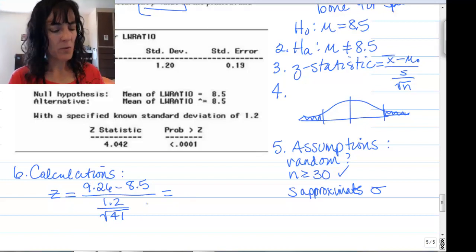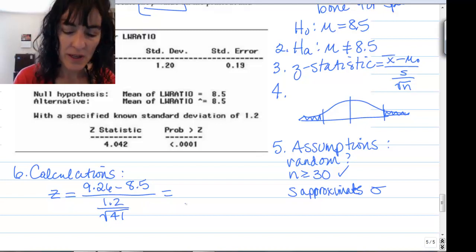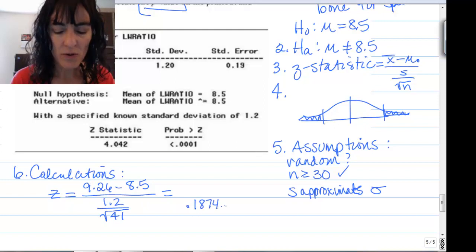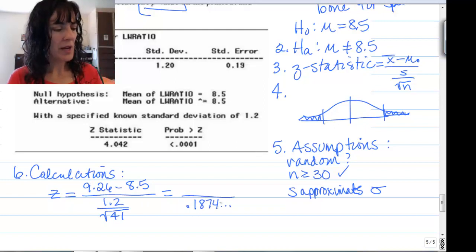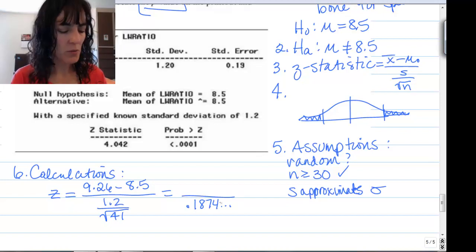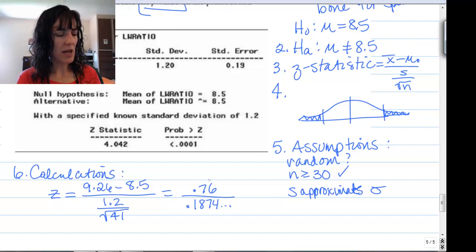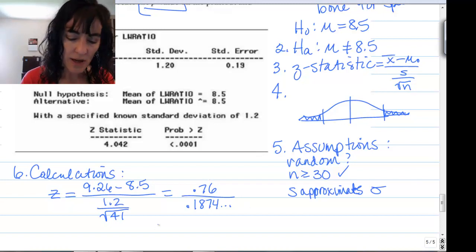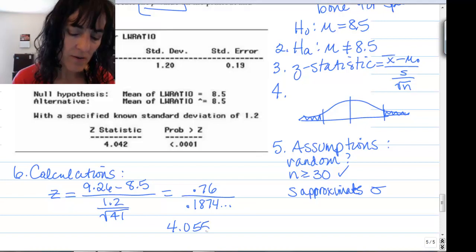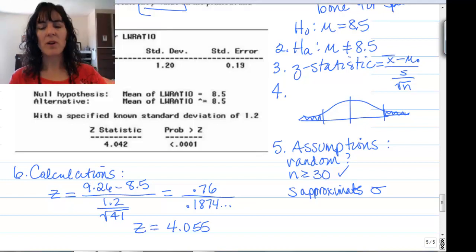So 41, square root of it. Wait, this is a good calculator, I can do it in a different order. 1.2 divided by square root of 41. And so I get 0.1874, goes on. And I'm going to store that in my A bank. And then I'll do 9.26 minus 8.5. And so I get 0.76. And then that I will divide by recall A one more time, and I get 4.055. My z equals 4.055.